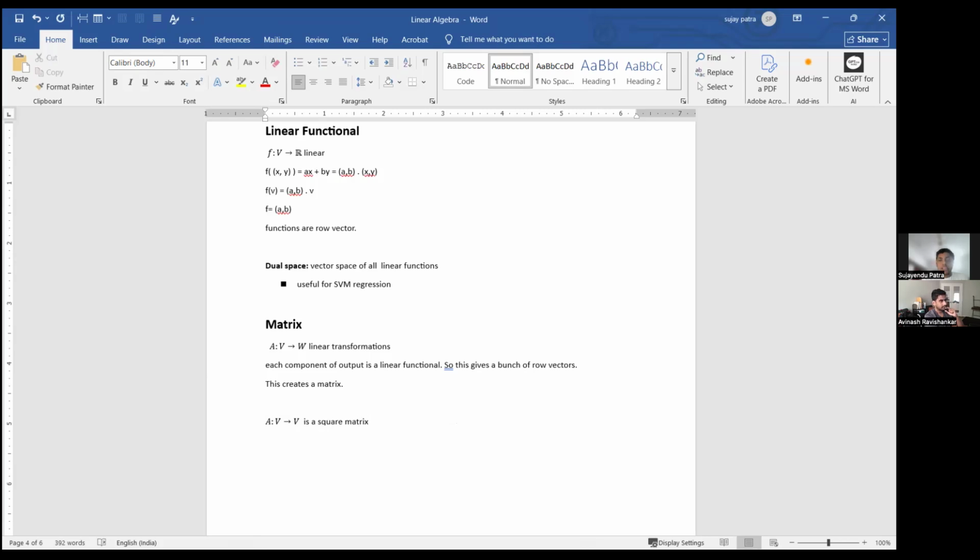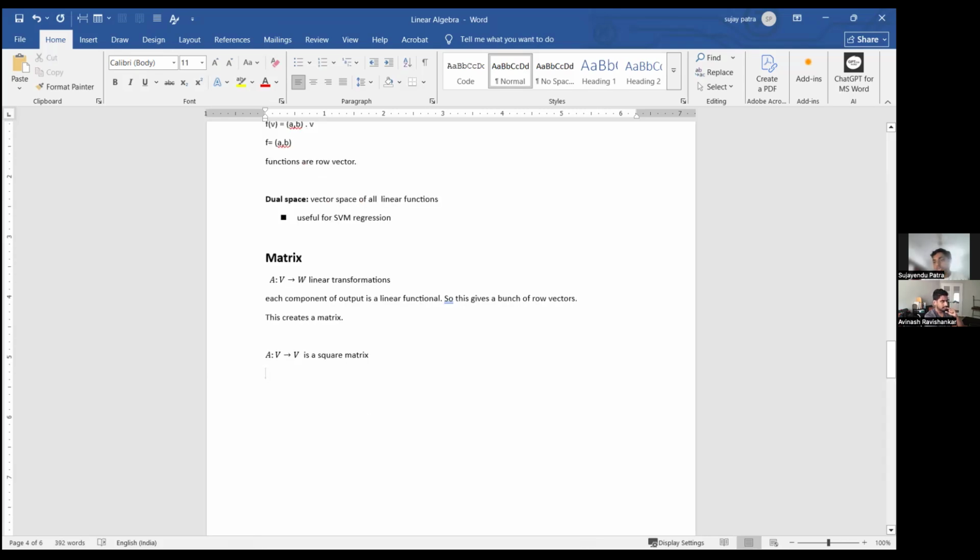Because in general the input can be three-dimensional and the output can be two-dimensional, so it will be two rows and three columns, a two by three matrix. But if the input and output are in the same vector space, then it will be a square matrix, because the number of dimensions would be the same. So the number of rows and columns of the matrix is how many dimensions the output and the input have. That's what that means.